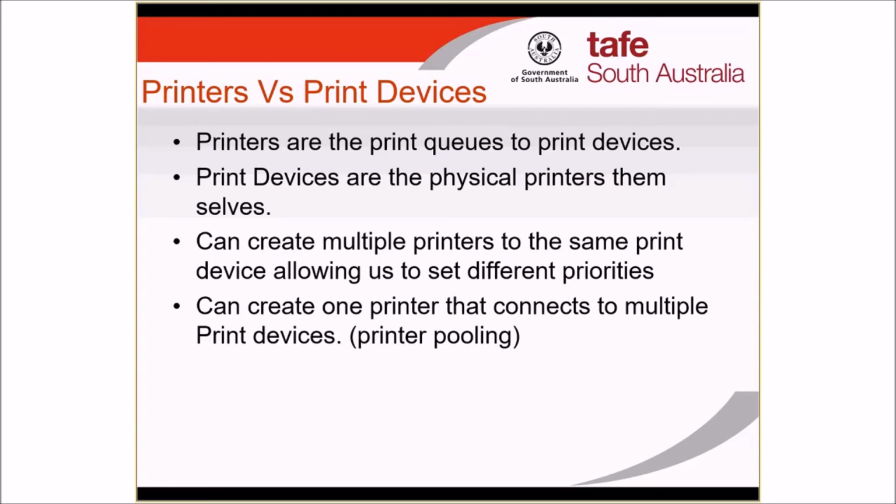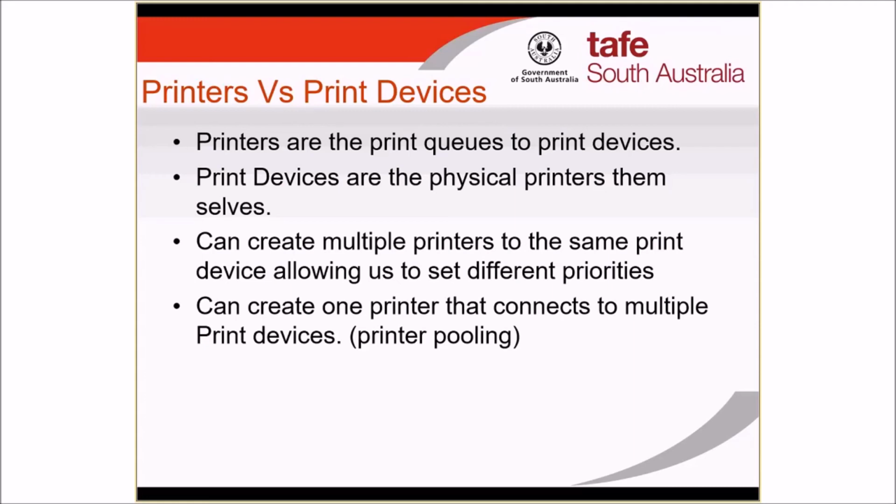Whoa, why would we do that? We could do that because of priorities, okay? So for example, for that one print device in the office, we could have a manager printer and a staff printer, all pointing to that same print device. We'll set the manager printer to a higher priority than the staff printer, and then if a manager prints and a regular staff member prints and they come in at the same time, the manager gets priority.